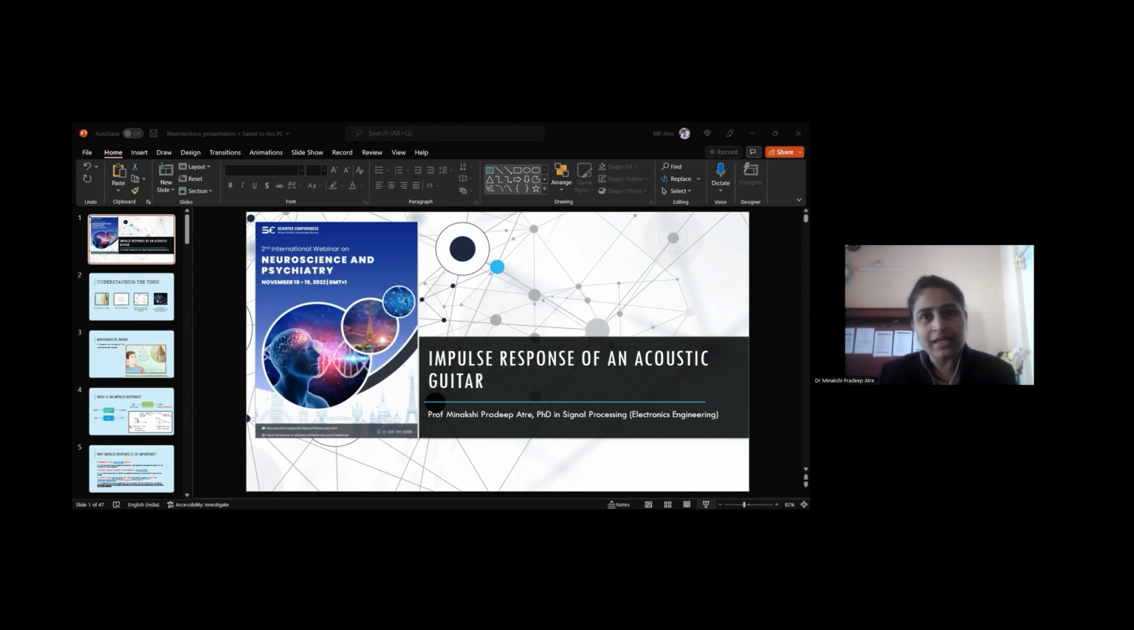Then what is an impulse response? Impulse response is the output of the system. If an input is applied to the system, we get some output. To mathematically represent it, x of t is given to a system which is represented by h of t, and we get the output y of t. So system behavior is modeled as h of t.